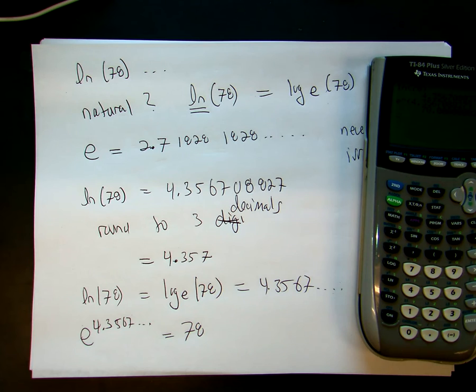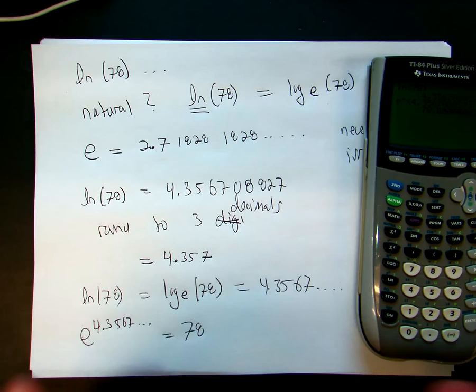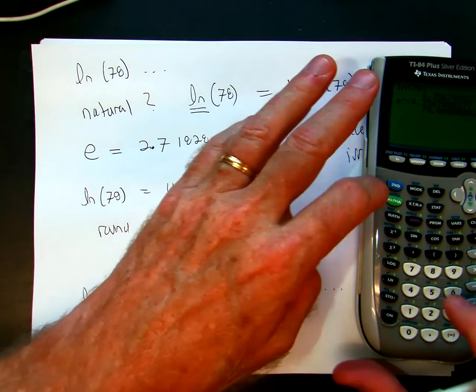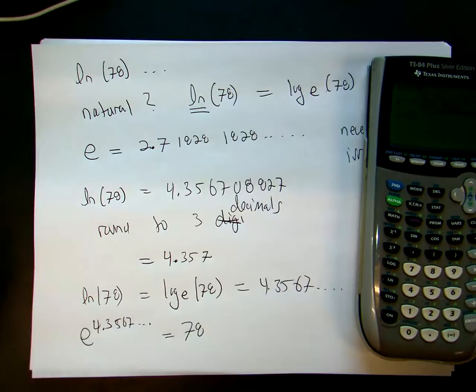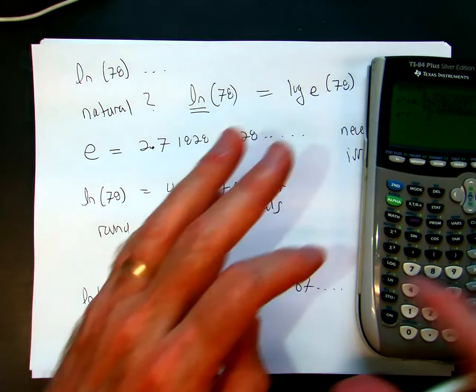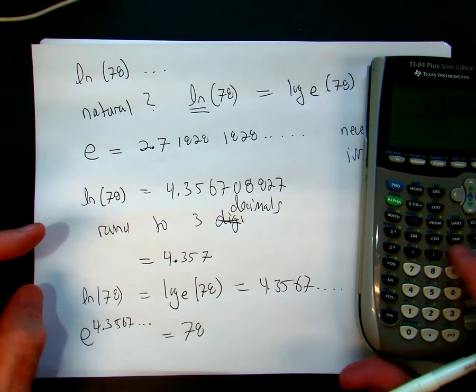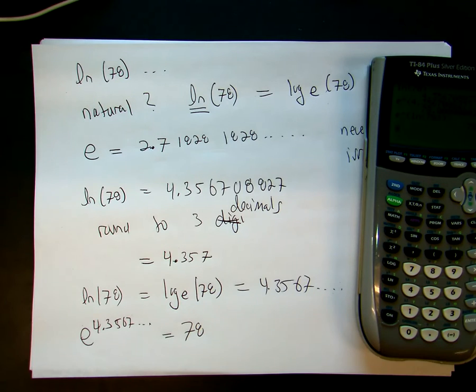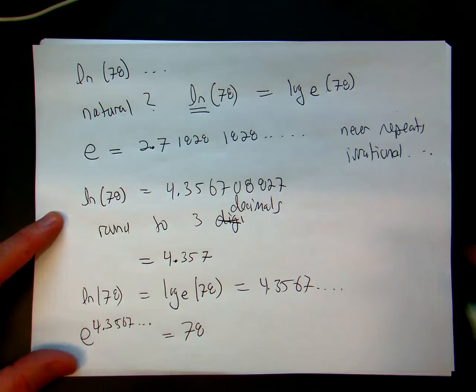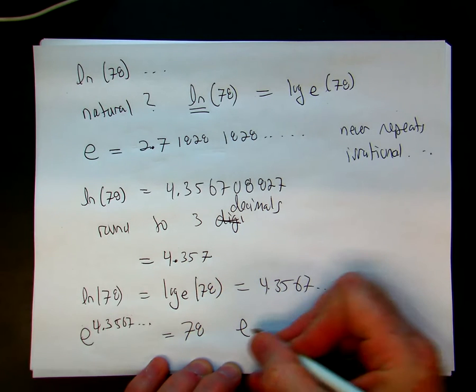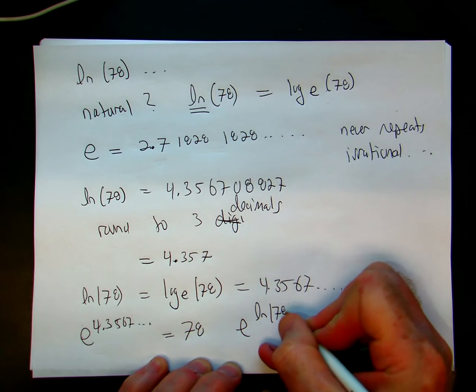So now the question is, why isn't that exact? It's because of rounding error, but let me show you something. I'm going to do E to the natural log, 78, close both parentheses. There you do get 78. So in other words, we're saying that E to the natural log of 78 is 78.